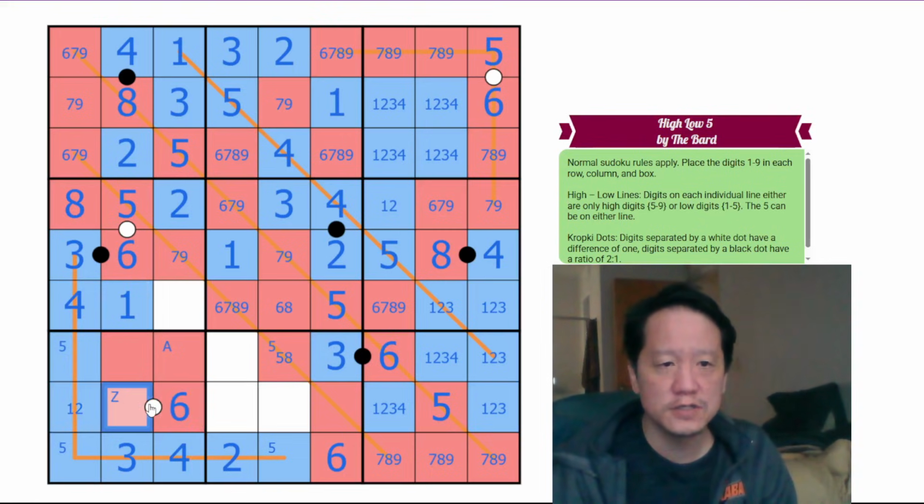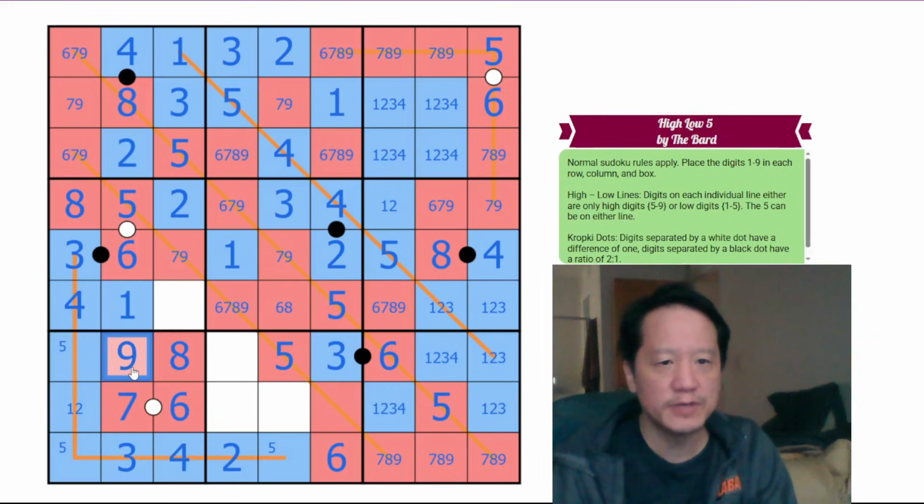So this is 6 consecutive with 5 or 7. Cannot be 5 because of 5 in the row. So this is 7. This is 8. 8 eliminates 8 here, so that's 5. And this must be 8 and 9. This has to be a high digit. It must be 7 or 9.